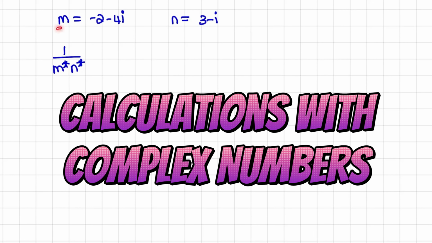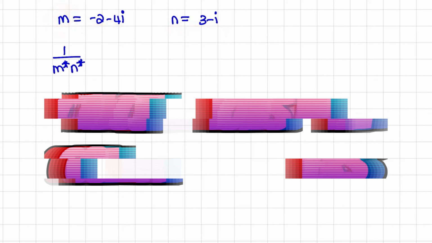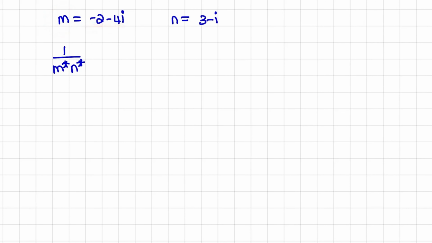So let's say we have two sets of complex numbers, one being m equals negative 2 minus 4i, and the second being n equals 3 minus i. And we want to simplify this fraction of 1 divided by the product of the conjugates of those two complex numbers. So first, the conjugate of m would be negative 2 plus 4i. And the conjugate of n would be 3 plus i.